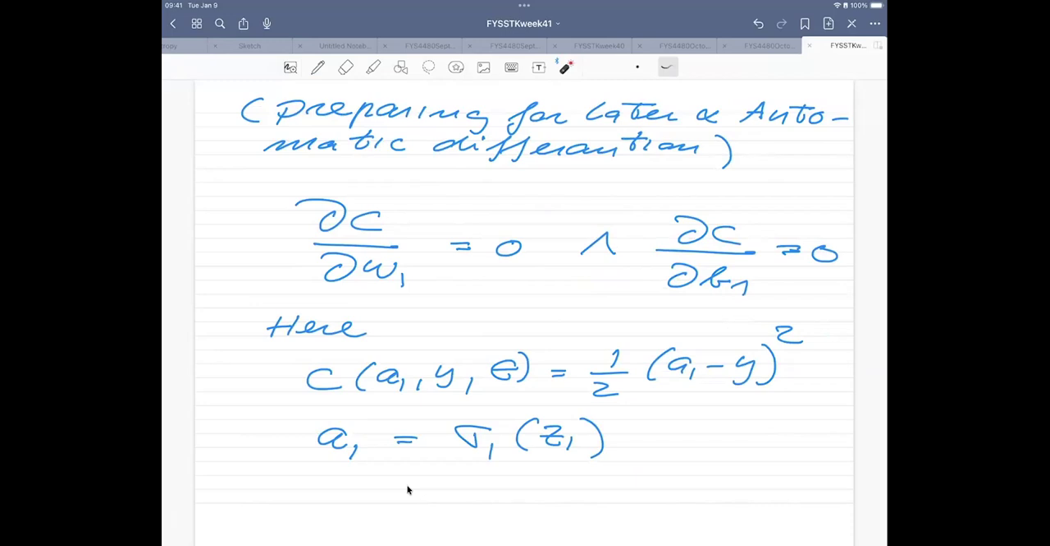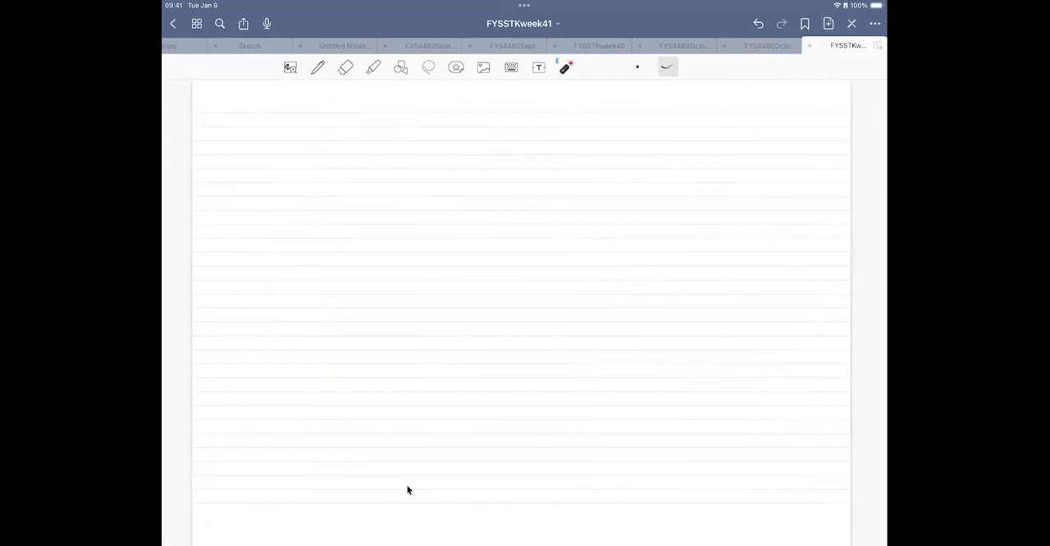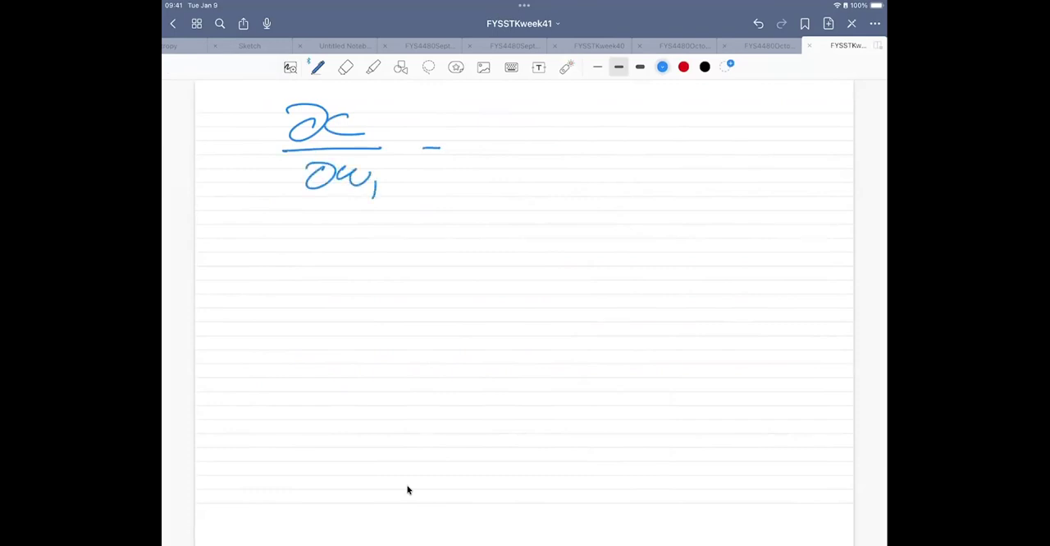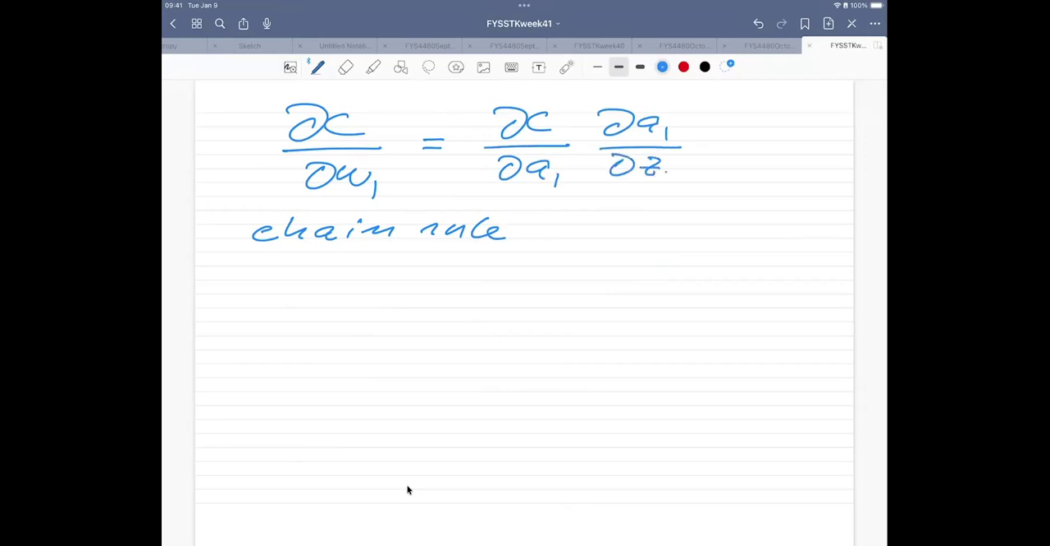Okay, so let's continue a little bit with these elements. What we need now is an element of the chain rule. If we now look at dC with respect to W1 and use the chain rule, this is just an application of the chain rule, and I hope you don't get offended if I go through these things. So it's dC/dA1, dA1/dC1, and dC1 with respect to dW1.